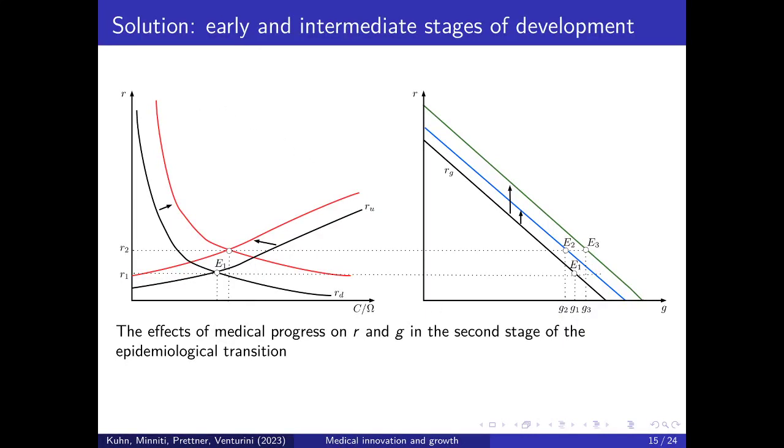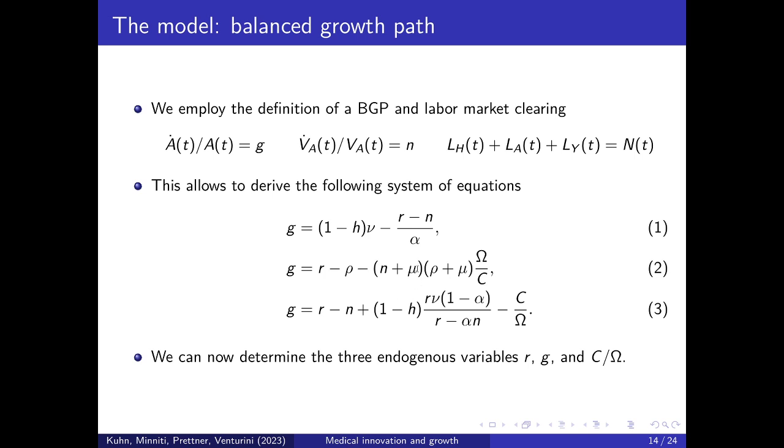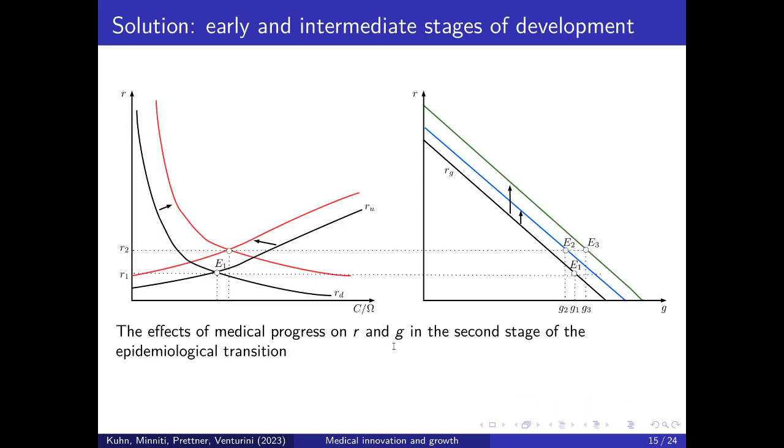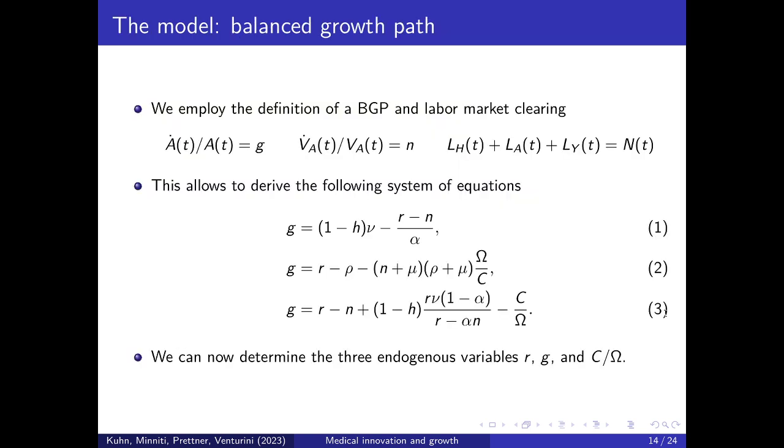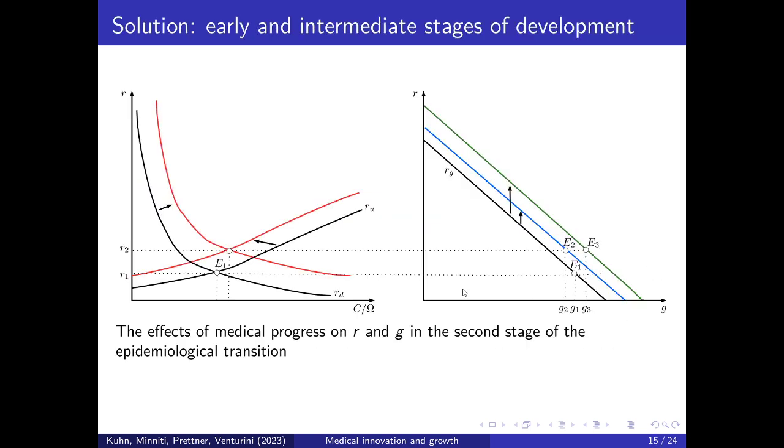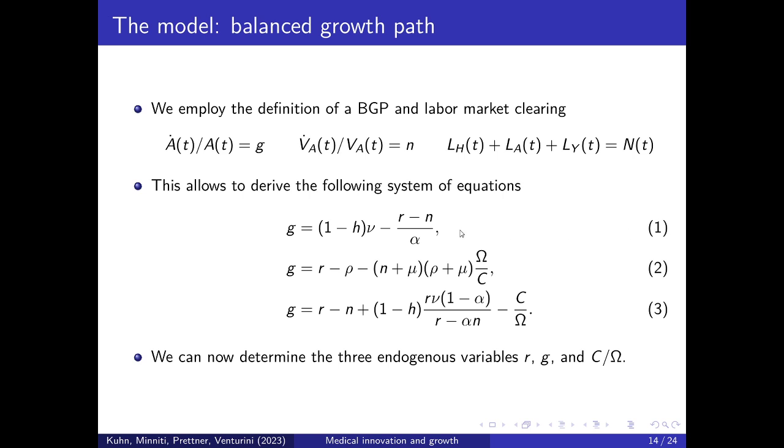On the left-hand side, we have a graph in the space of the interest rate and the consumption to asset ratio. That's a two-dimensional projection of this three-dimensional system into the space of the interest rate and the consumption to asset ratio. And on the right-hand side, we have a two-dimensional projection into the space of the interest rate and the growth rate of the economy, G. Now, on the left-hand side, we draw two curves.